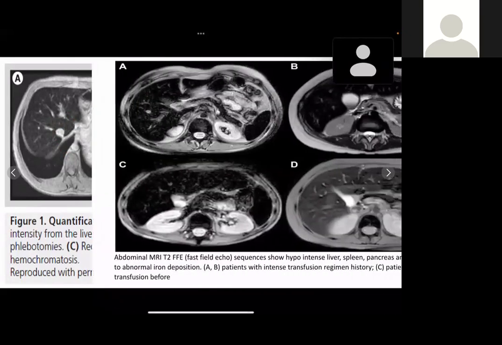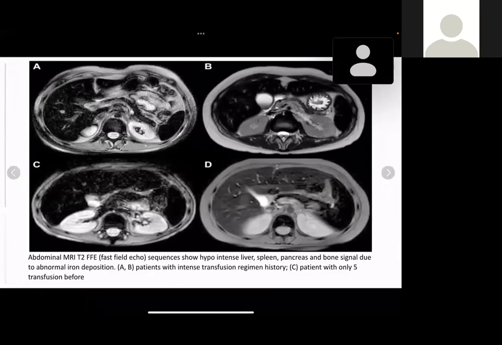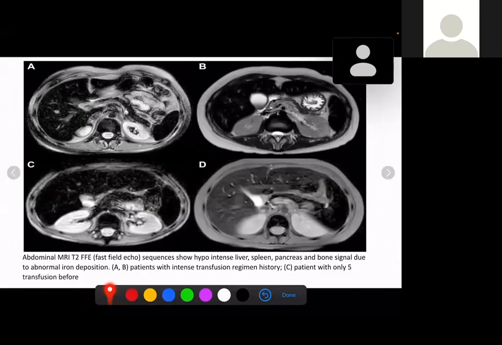This is also an abnormal MRI T2 showing the reduction in the signal intensity in both the liver and the spleen in a patient with multiple blood transfusions, as in a patient with thalassemia. So this is a case of secondary hemochromatosis.